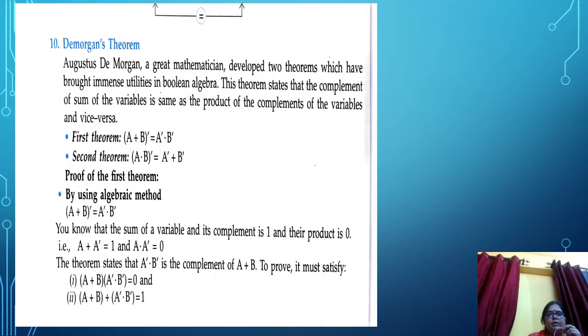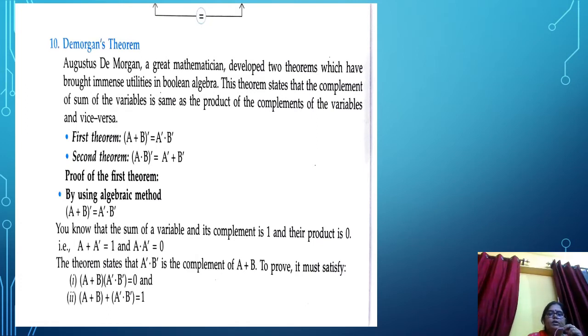I suppose in mathematics you all have gone through this law, so it will be easy for those who have taken maths to understand. Now what does this theorem mean? This theorem states that the complement of the sum of the variables is the same as the product of the complements of the variables, and vice versa. In other words, students, there are two theorems for De Morgan's law, first and second.